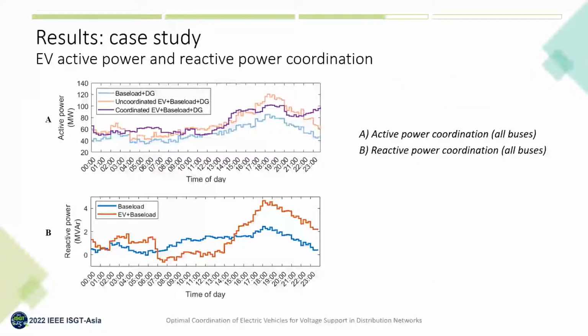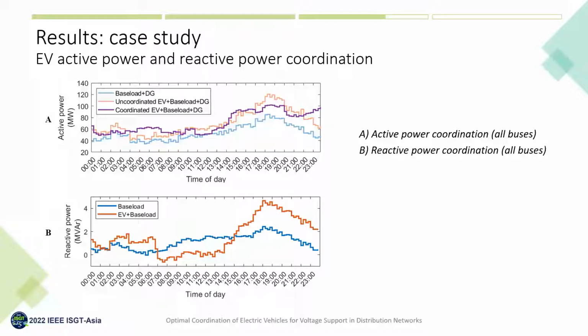This page visualizes how the proposed tool coordinates the EV loads. Graphs A and B show the active power profile and reactive power profile before and after EV coordination. In Figure A, the blue plot is the base load and distributed generation. On top of that, the pink plot adds uncoordinated EV loads to it. Then the purple plot shows what the pink profile looks like after the coordination of the proposed tool.